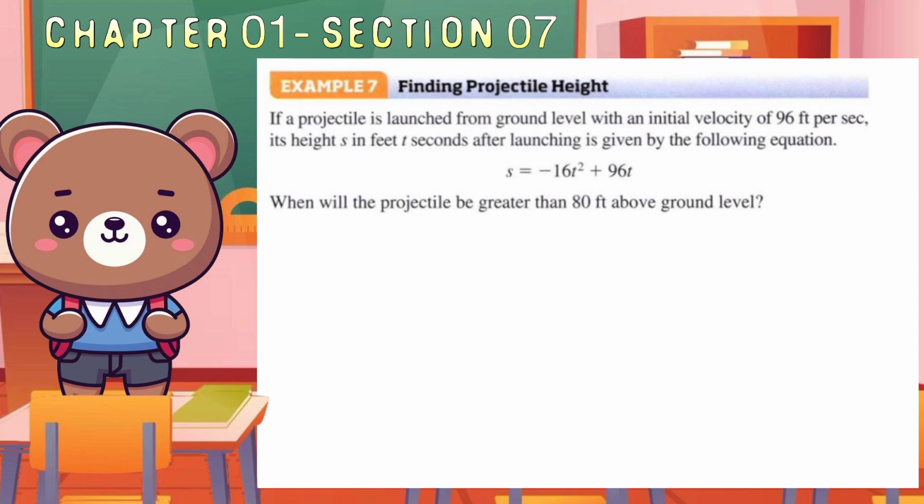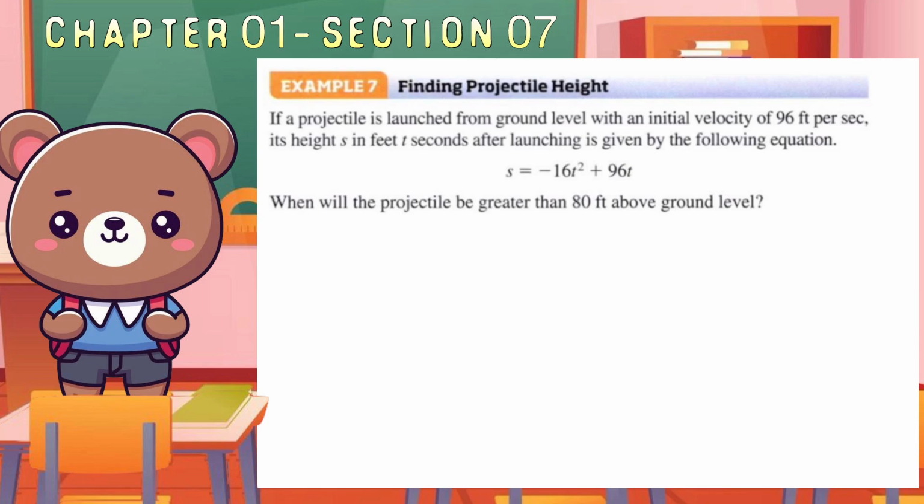But let's get into it. If a projectile is launched from ground level, there it is, with an initial velocity of 96 feet per second, its height s in feet t seconds after launching is given by the following equation. S equals negative 16t squared plus 96t. Really, you should be able to write that equation yourself. However, it's given. When will the projectile be greater than 80 feet above ground level?